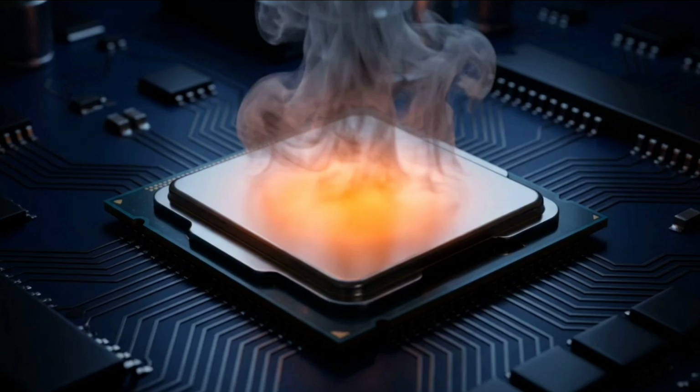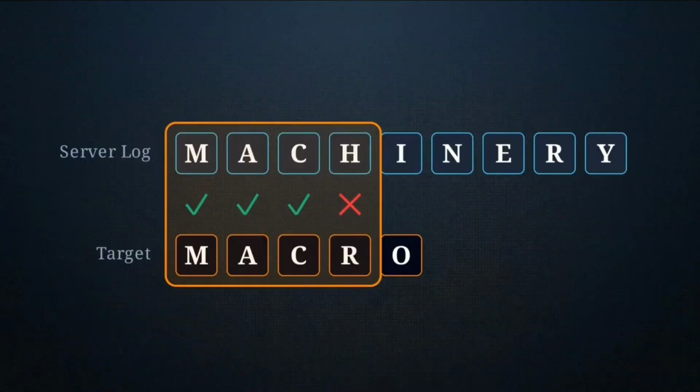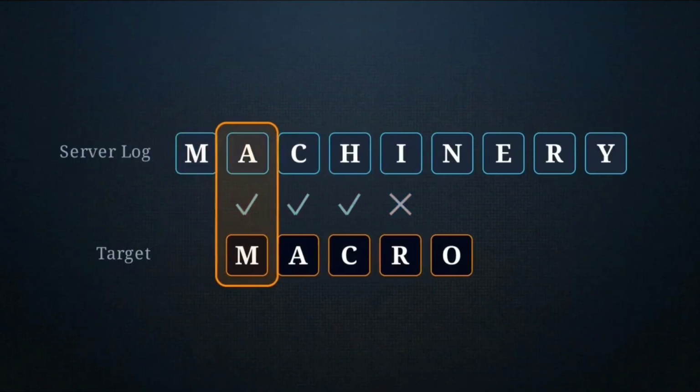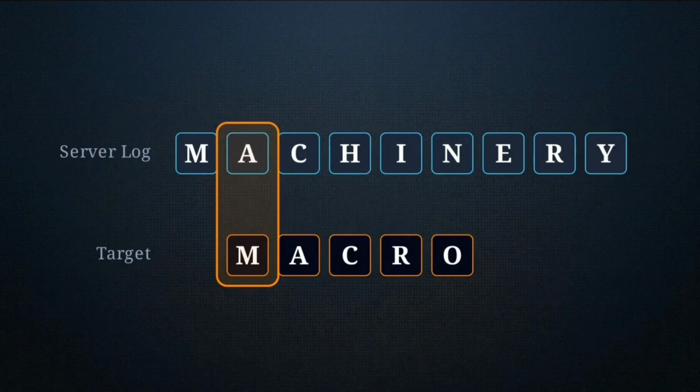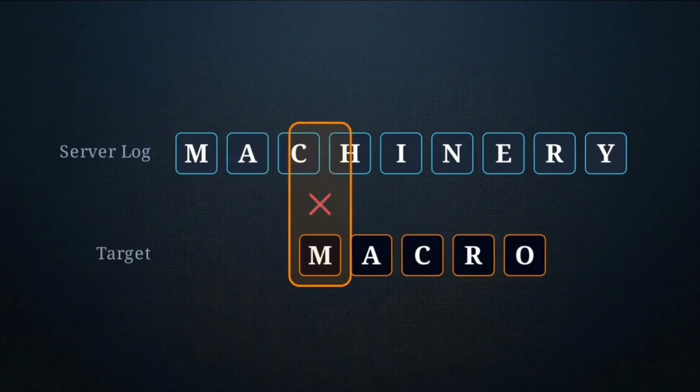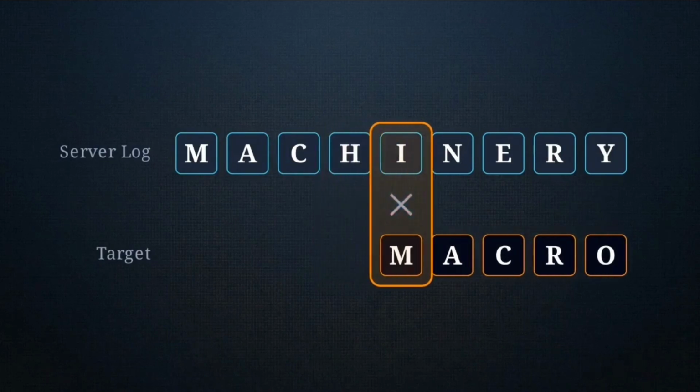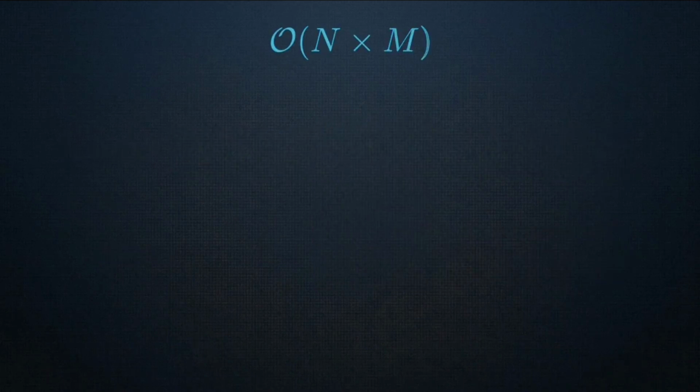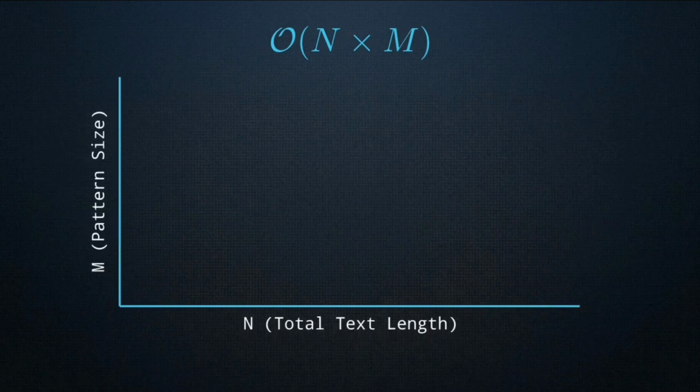A near match forces the CPU to spend its maximum effort checking multiple characters sequentially, only to throw the entire result away. After that failed match, the computer shifts its focus forward by exactly 1 letter. It completely forgets that it just spent time verifying the previous 3 characters and starts the entire matching process over from scratch. We express this repetitive work as big O of n times m.